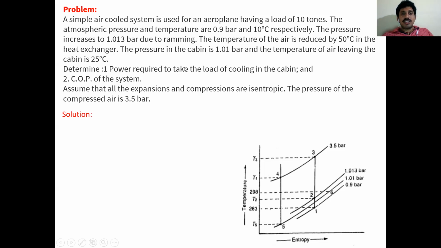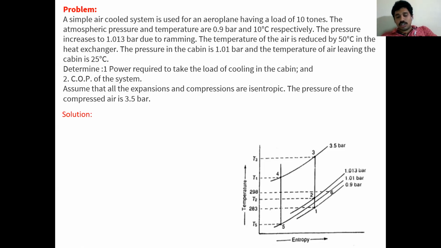Then the pressure in the cabin is 1.01 bar. Cabin pressure means what you will be getting after the expansion. After expansion, 4 to 5 is the isentropic expansion process in the theoretical way. So the expansion pressure is P5, which is 1.01 bar. The cabin temperature is 25 degrees Celsius. So we assume point 6 here, which is 25 degrees Celsius. T6 is 25 degrees Celsius.